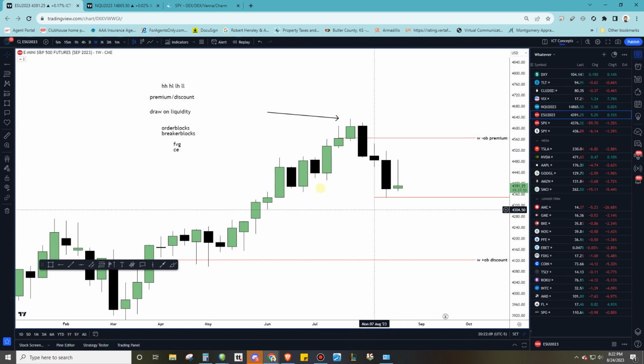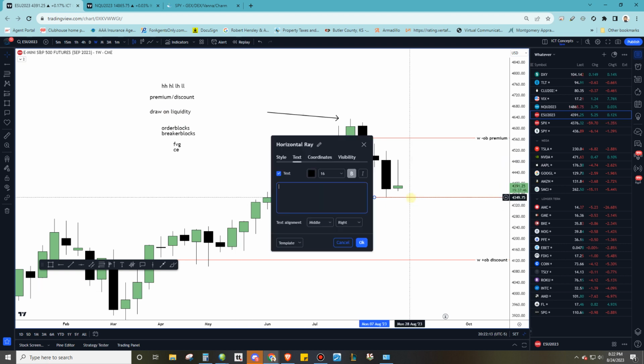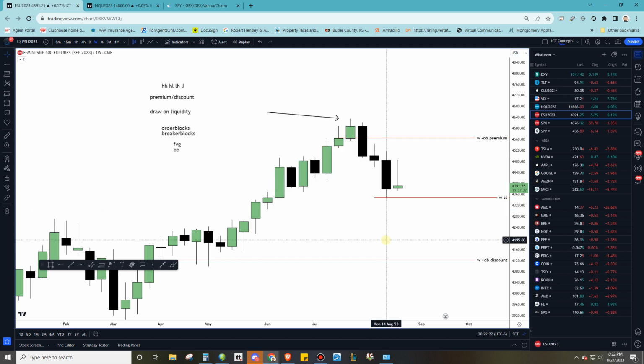So we got our draw on liquidity for the week. So I'll put that in there. Let's just make a little note here real quick. Weekly draw on liquidity. Or you can write weekly sell side. I usually just typically do that. Weekly sell side. Okay. Just to keep it easy.